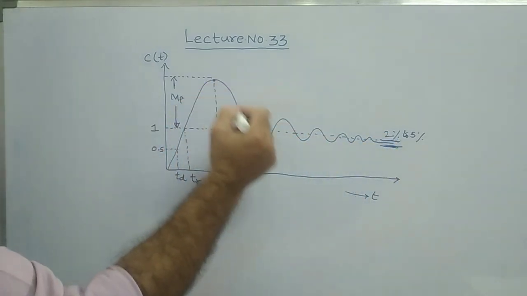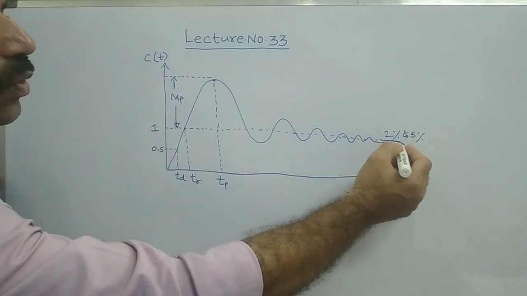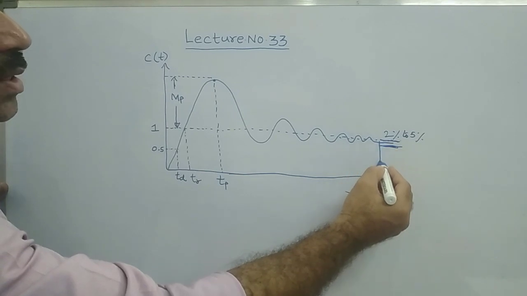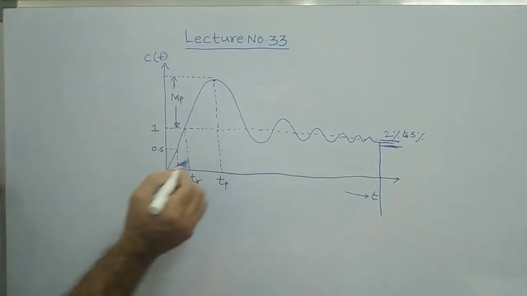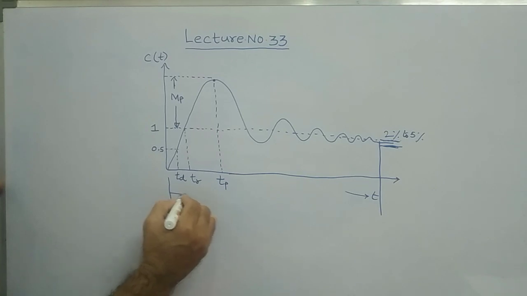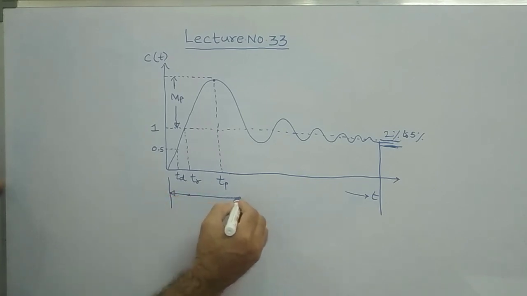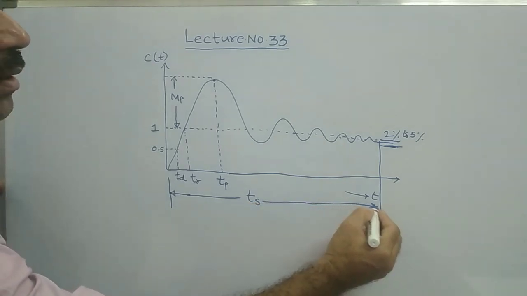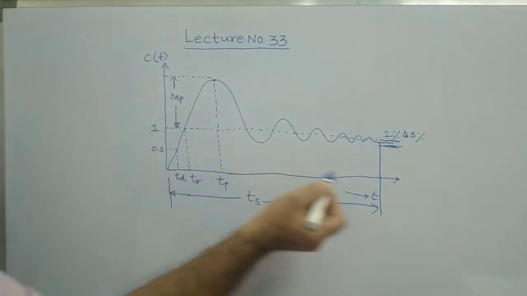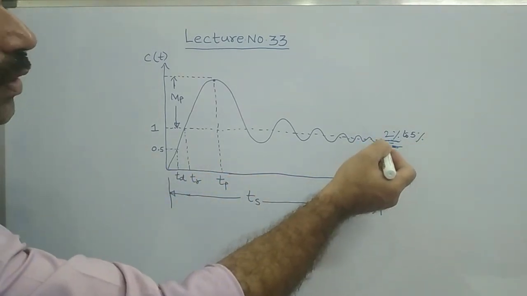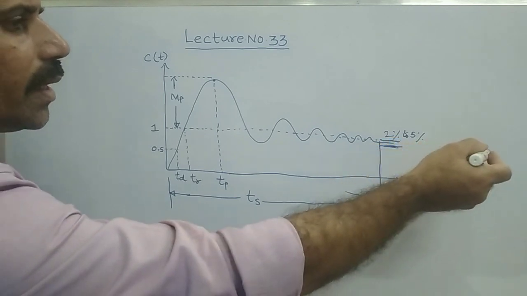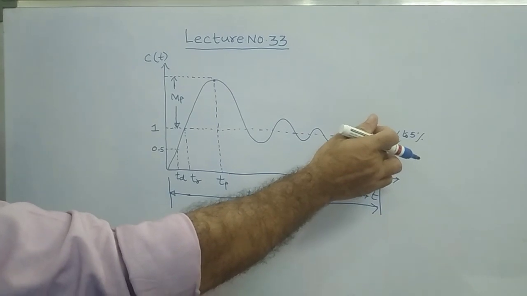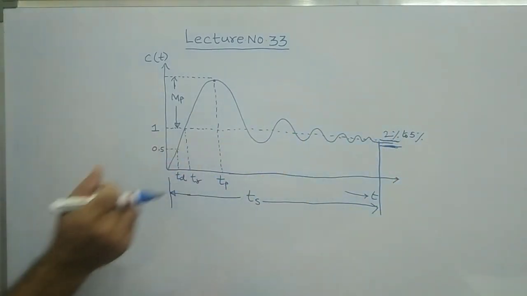Within this band, the response will be settled, so from there you can have a constant value. Therefore, the time at which the waveform settles is called settling time. This is T suffix S normally. Clear? So from starting at 0 to the time from which the waveform settles, like a constant line from there onwards, that period is called settling time.